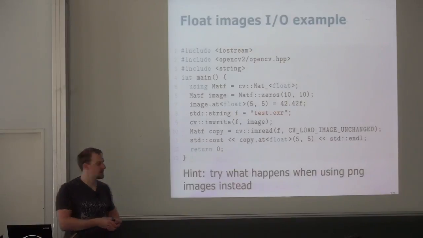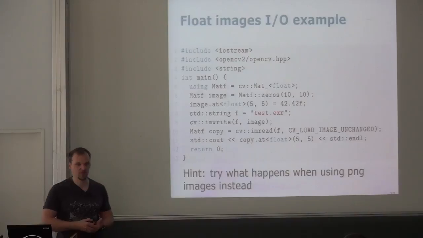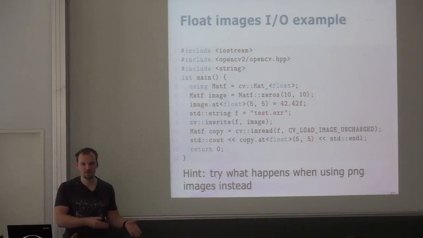And so on, right? So in this case, what I do is I create an image, I set some value to it, I write it to some file, which is test.exr, and then I read it from the same file, so from this f over here. And then I just check if the value is still the same, right? So this program is very simple, just to make sure that we understand what's going on when we write and read from disk.